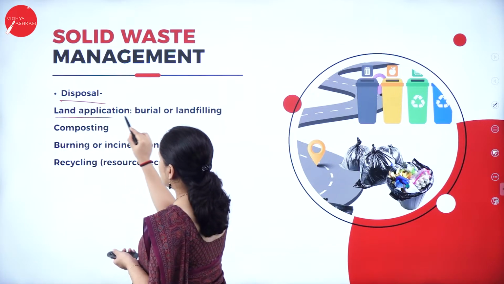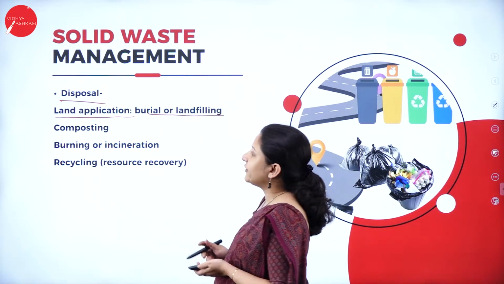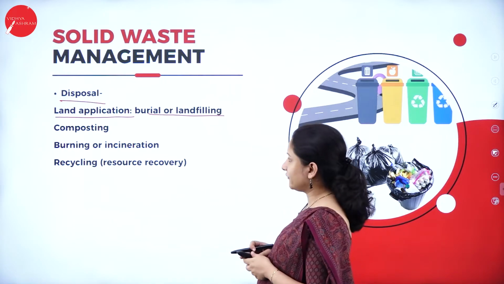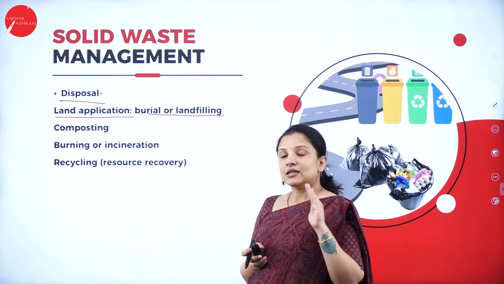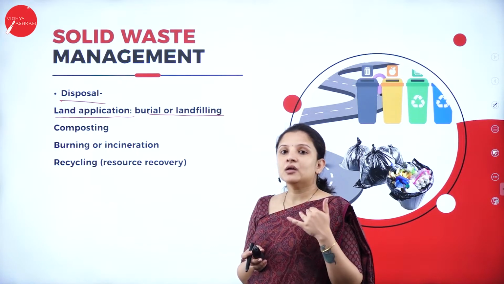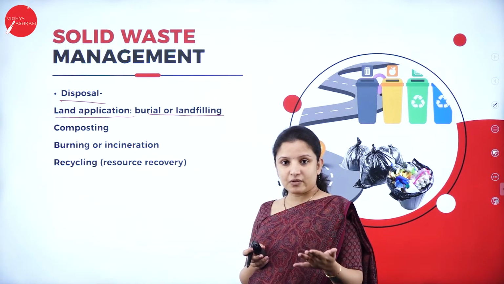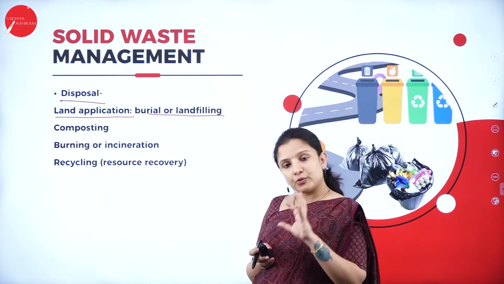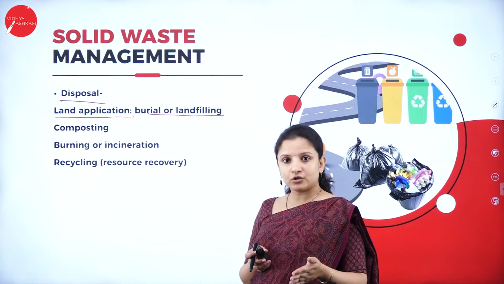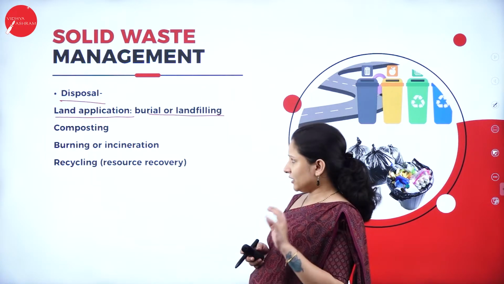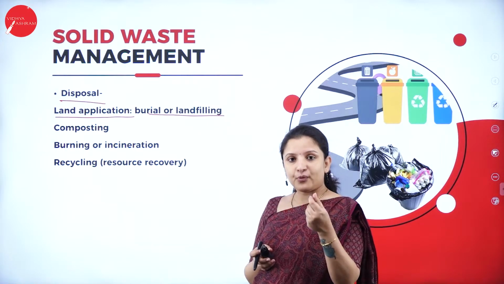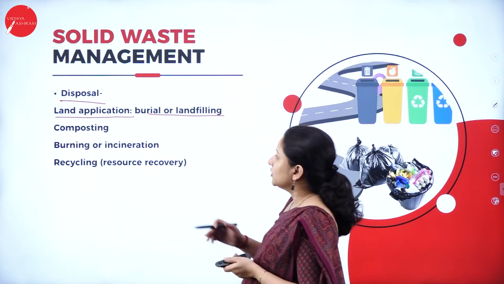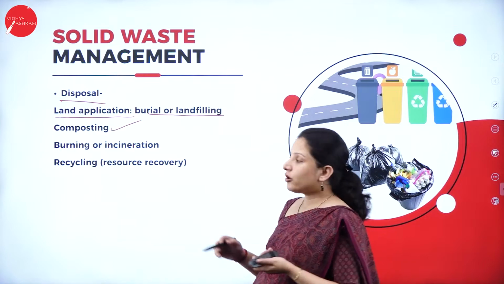First is land application, wherein burial or land filling is done. So here either the waste is buried or it is just dumped in that particular landfill. After this, there will be some waste which is capable of decomposition, like the vegetable waste that we use in a house. What they do is they separate the vegetable waste, they mix it with soil, they allow it to decompose and leave it like that for a few weeks or months, and whatever compost comes out of it is again sold as organic waste. That can be done. So composting can be done, then burning or incineration.